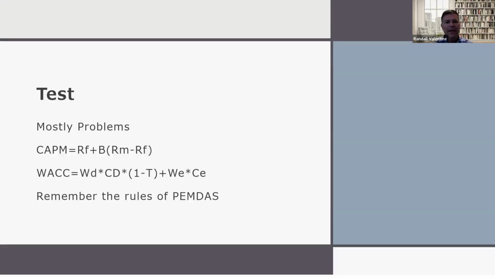So the last thing in doing these problems is to remember the rules of PEMDAS, or it can even be called "Please Excuse My Dear Aunt Sally." If you remember, you do what's in the parentheses first, then you multiply, then divide, then add. So as long as you remember to do it in that order, you're going to get the problem right. And almost always, if you get a CAPM or WACC problem wrong, it's because you did not follow the rules of PEMDAS, or "Please excuse my dear Aunt Sally."